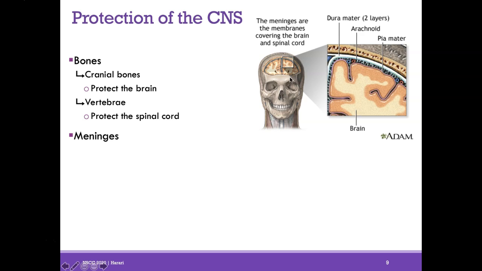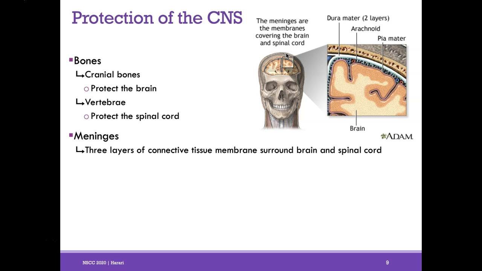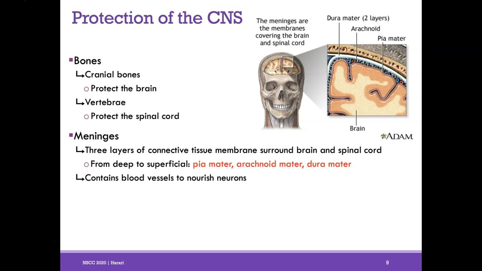So the meninges are the membranes covering the brain and the spinal cord, and there are 3 layers of this membrane that surround the brain and spinal cord. From deep to superficial, there's the pia mater, which directly touches the brain. You have arachnoid mater, and then dura mater. So those are the 3 layers. And again, this is what has the blood vessels. You can see in the arachnoid space, there's some blood vessels here that nourish the brain, nourish the neurons.